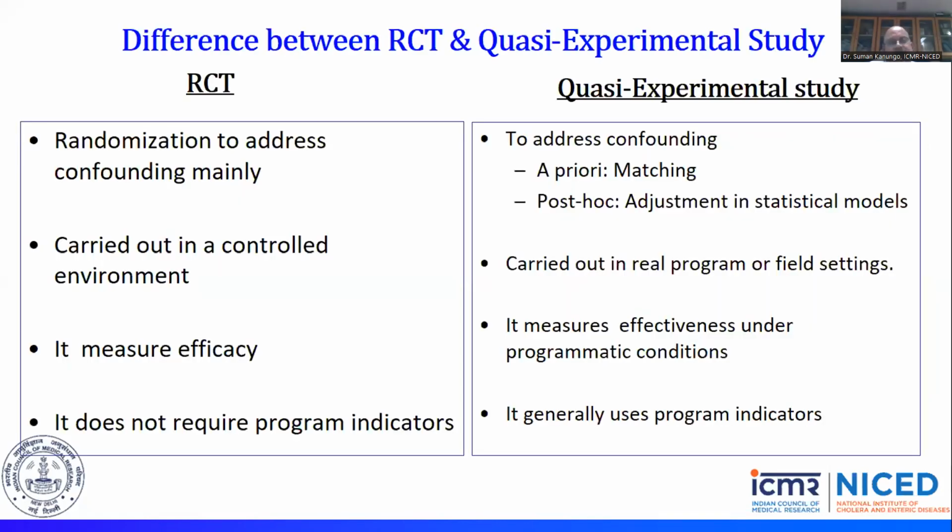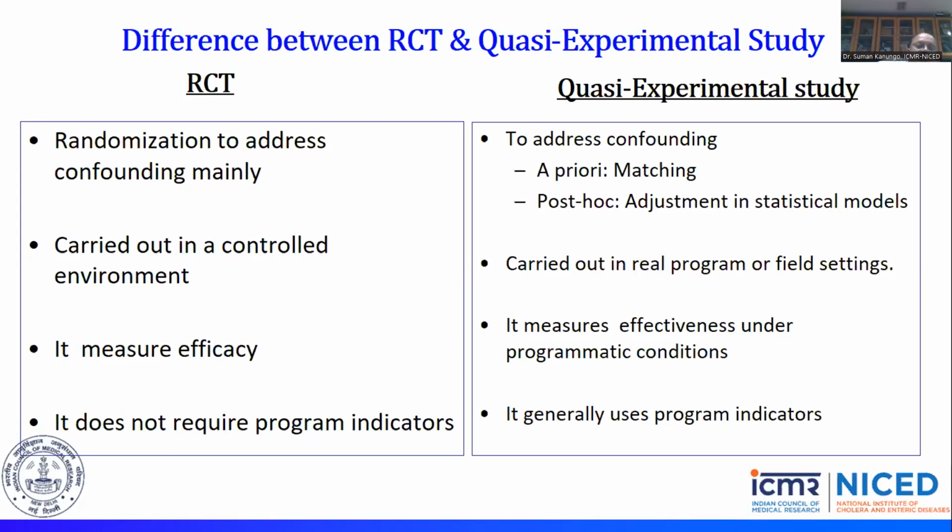So what is the difference? RCT is basically randomized to address confounding manually. Here, to address confounding, we usually do a priori matching, before we initiate the study. Sometimes over-matching reduces the cell size, the number in each group, and that reduces the power also. And post hoc adjustment we do in statistical models.